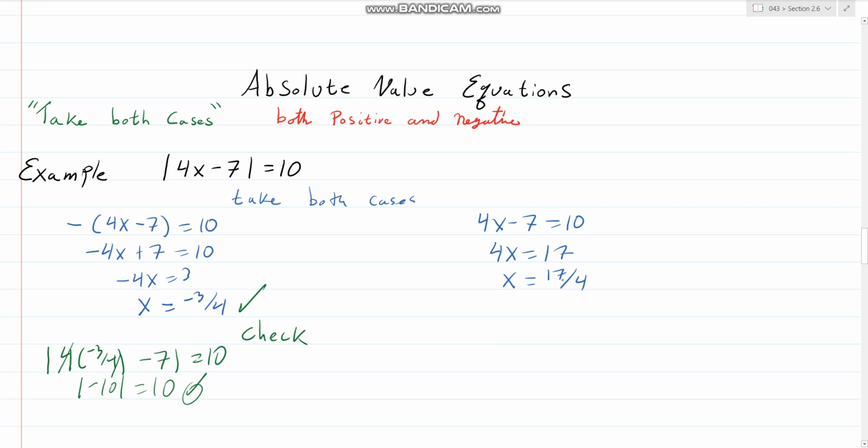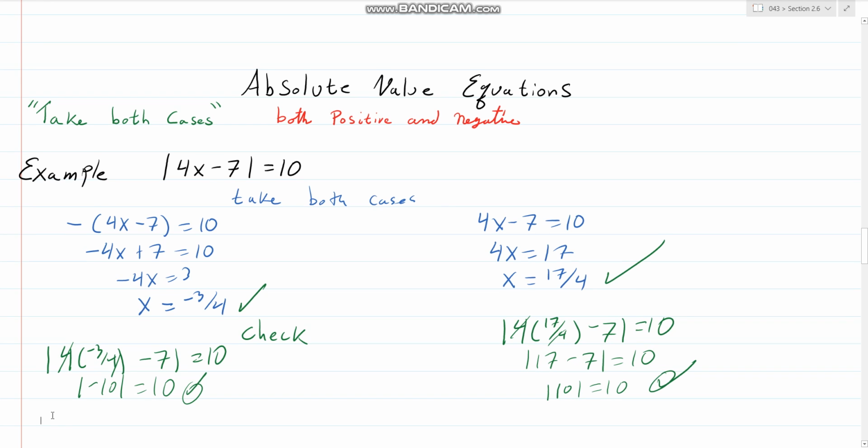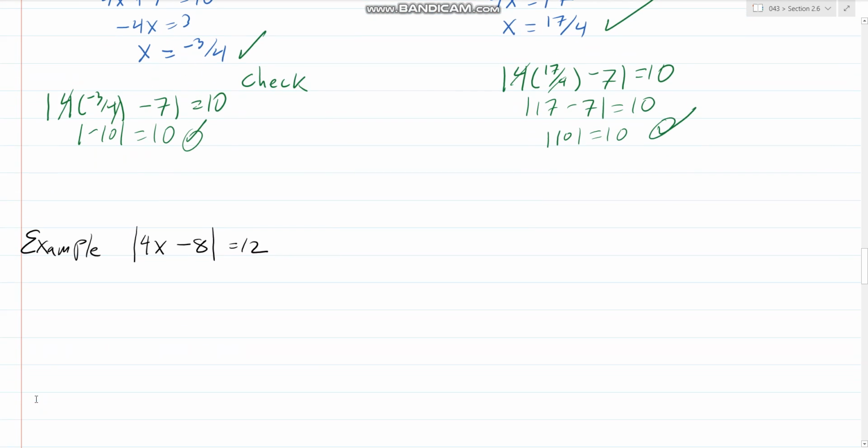All right, what about this one? If I plug in 17/4, does it work? Let's see. The absolute value of 4 times 17/4 minus 7 equals 10. Let's see. Yeah, the 4's reduce, and so you get 17 minus 7 equals 10. And yeah, the absolute value of 10 equals 10. That's working. So both of those worked. Okay, so both of those are good answers.